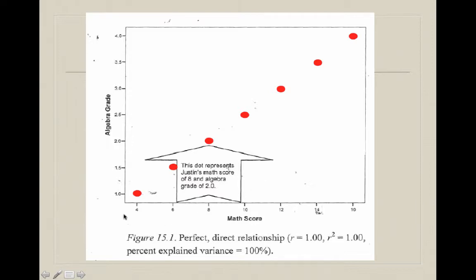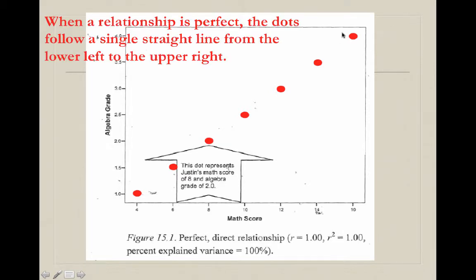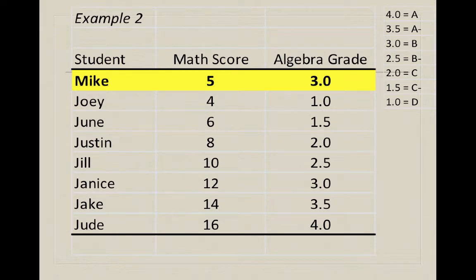Okay. You'll notice that it is a straight line. Okay, so perfect direct relationship, that's what it looks like. Okay, so when a relationship is perfect, the dots follow a single straight line from the lower left to the upper right. Okay, so that's when it's a direct relationship, from the lower left to the upper right. I would know that. Okay, let's look at example 2.